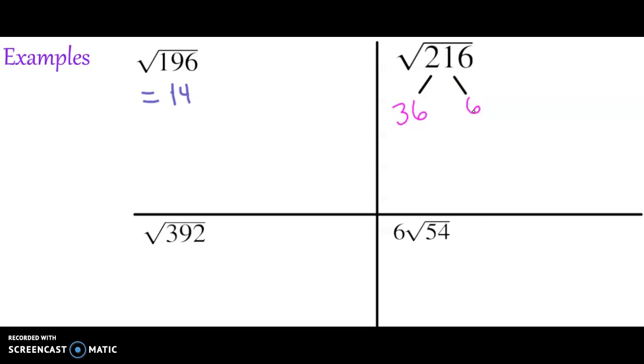So I rewrite the square root of 216 as 36 times 6. I separate the square roots, so I write the square root of 36 and then the square root of 6, and do each side separately. The square root of 36 is 6, because that's a perfect square, and the square root of 6 is an irrational number, so it stays as the square root of 6.